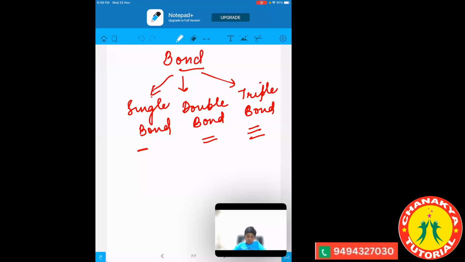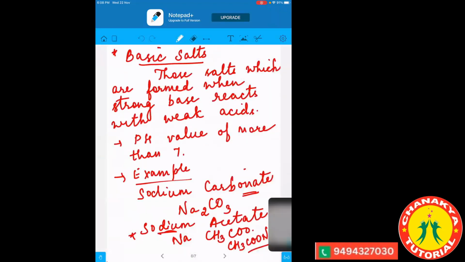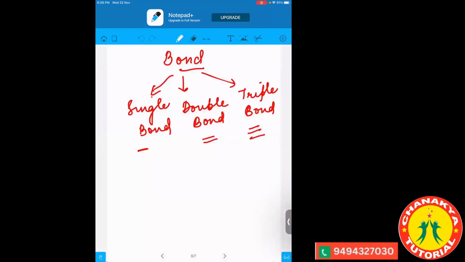Clear? So now, in the case of sodium acetate, why are we writing it as CH3COONa?